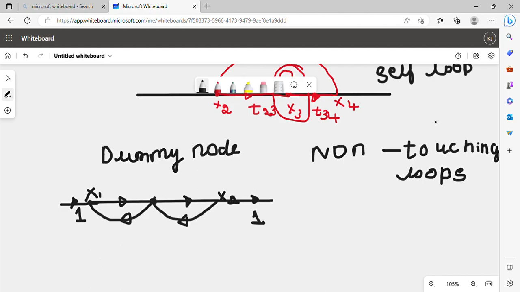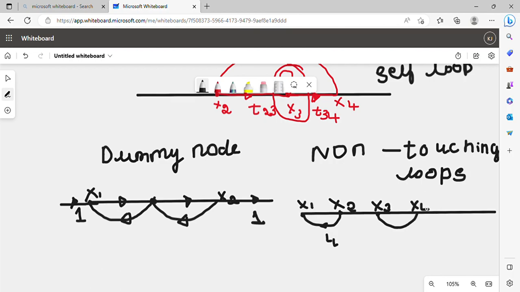Right, I'll write one of this particular thing. Just a minute, I'm going to draw the diagram over here. Say I'll draw three non-touching loops. Here is my x1 and x2, which is going to be L1. And here is x3 and x4, that is L2. And this is my x5 and x6.